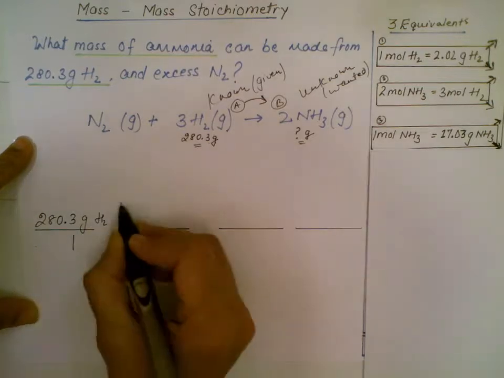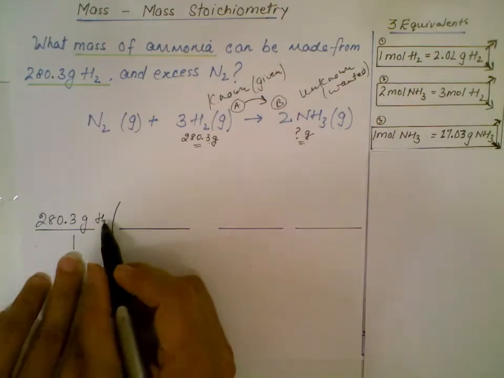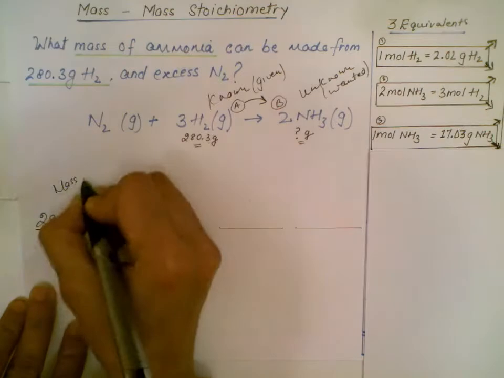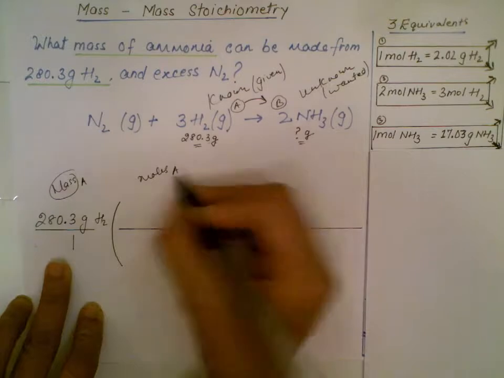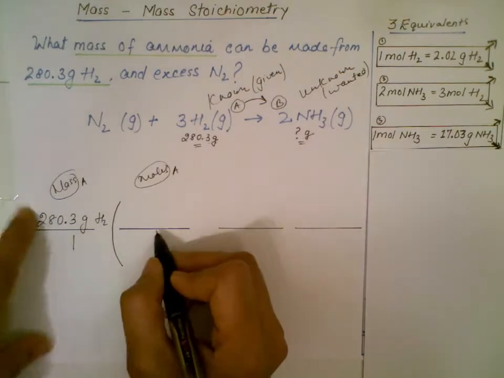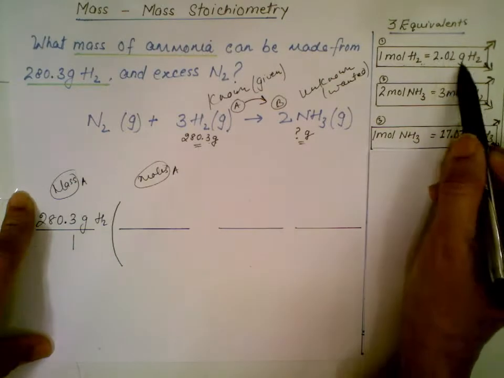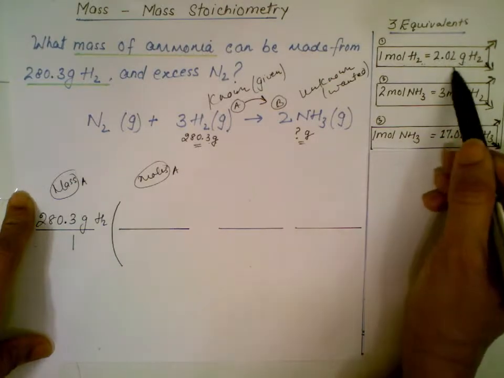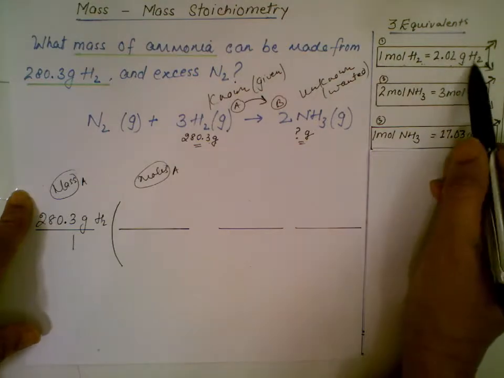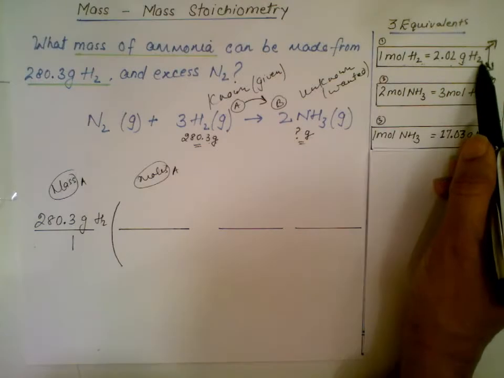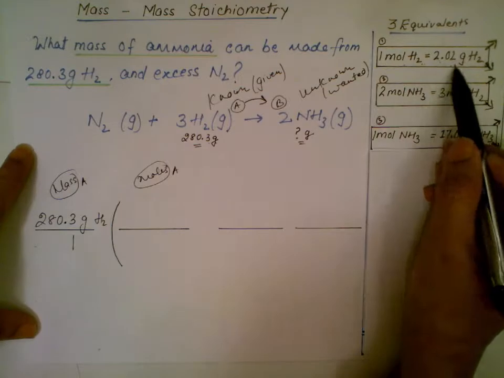Over 1. Now we are going to convert this given mass of hydrogen. This is the mass of substance A. We are going to convert this into moles of substance A. In order to do that, we need to use the molar mass here. 1 mole of hydrogen has the molar mass of 2.02 grams. Where are we getting this number? We are getting this molar mass from the periodic table. On the periodic table you see the molar mass only for elements, and then depending on the formula you solve it. So here, because it is H2, you are going to multiply the mass of hydrogen by 2, and that is how you get this 2.02.